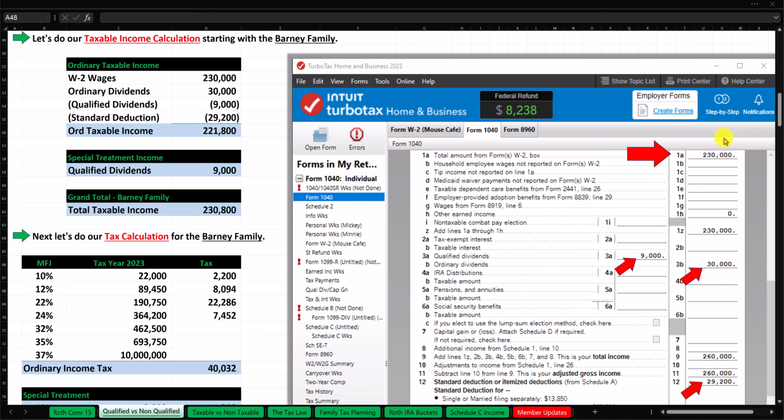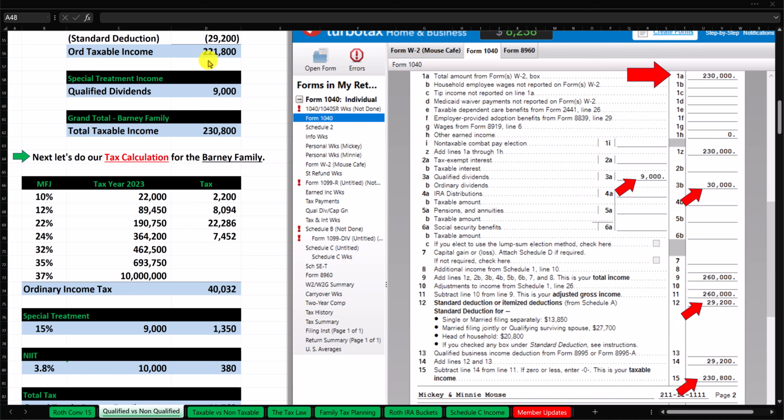So here's the $230,000 of W-2 wages, which we have right over here. Here's the $30,000 of ordinary dividends, and then there's the $9,000 of qualified dividends being backed out right here. And that agrees to our $30,000 right here, plus our $9,000 being backed out right there. Here's our standard deduction of $29,200 right here, which agrees to this number right there. And as you recall, the $221,800 here, plus the $9,000 of qualified dividends is going to give us total taxable income of $230,800, which agrees to line 15 right here on our 1040.